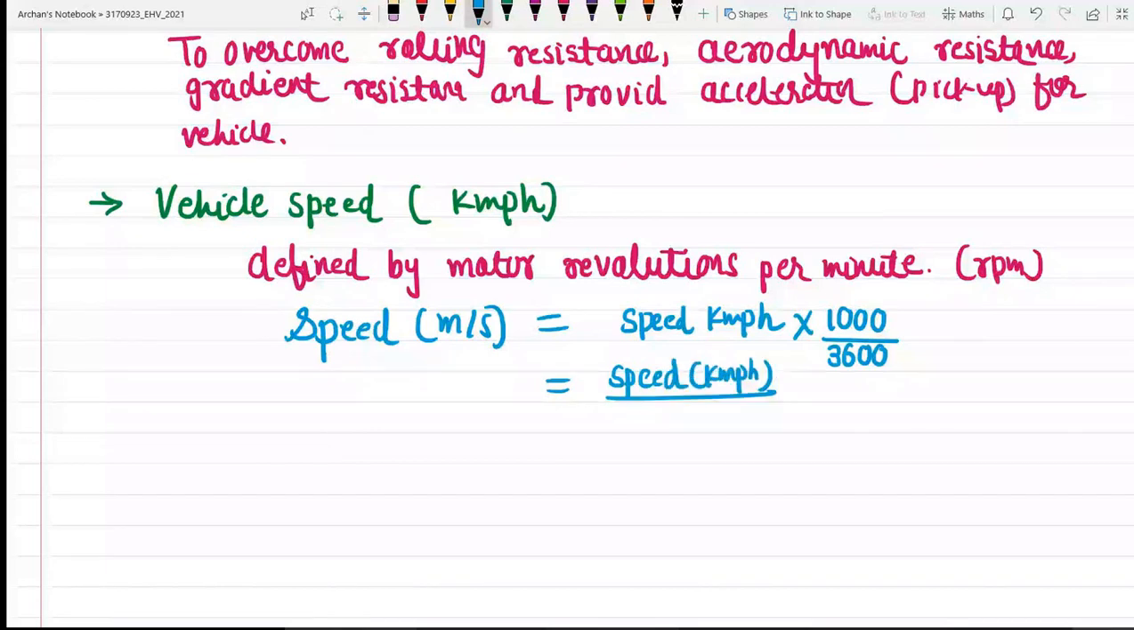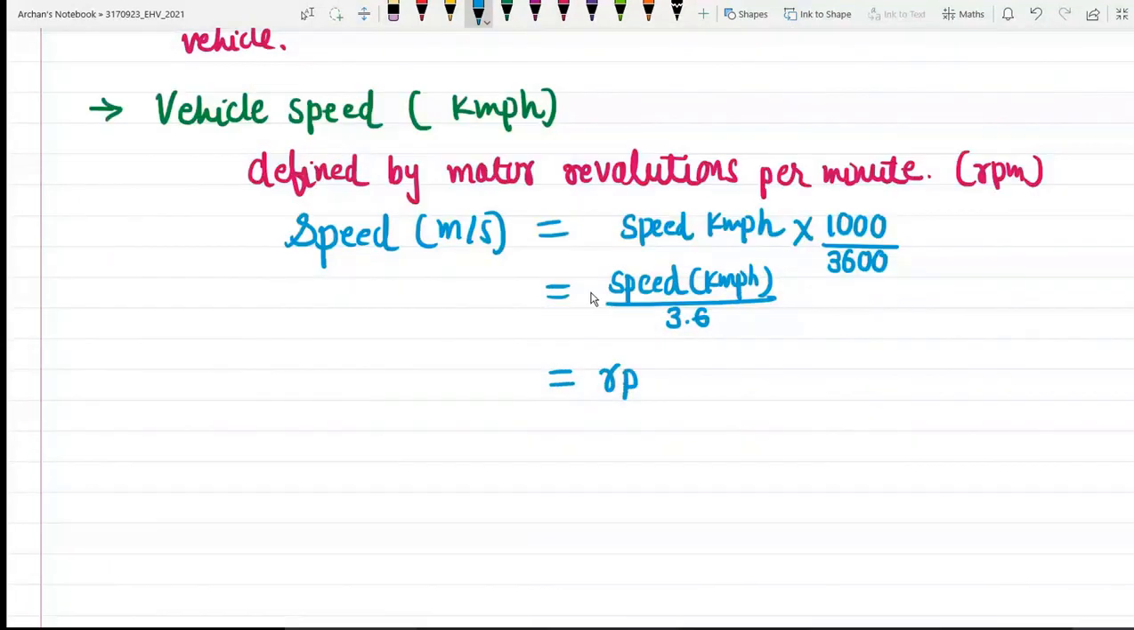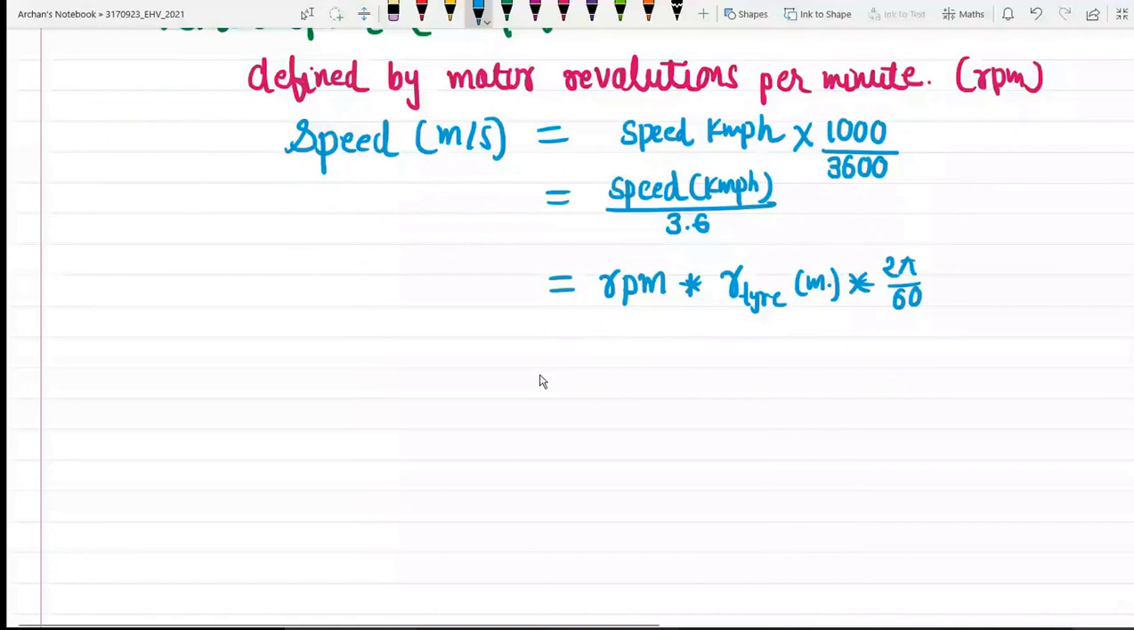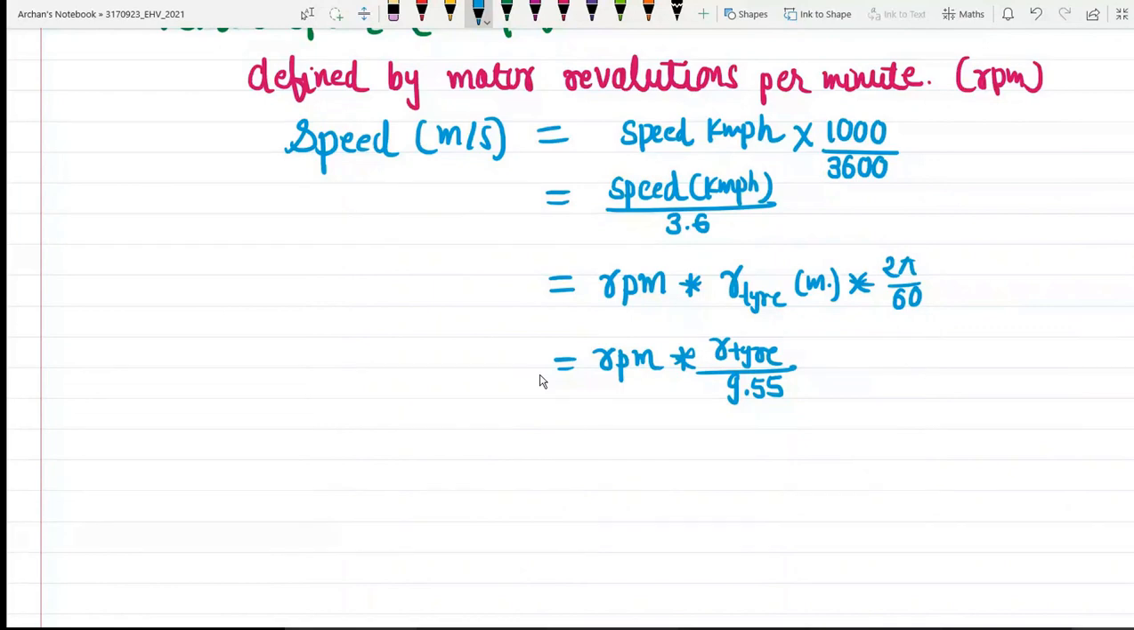Okay, this is one way. Or you need to convert this speed into rpm. Whenever we want to convert rpm into meter per second, you need to multiply this rpm by the radius of tire in meters, and this needs to be multiplied by 2 pi by 60. So it will be equal to rpm into radius of tire divided by a factor 9.55. So if you know the value of rpm and the radius of tire, then we will be able to calculate speed in meter per second.